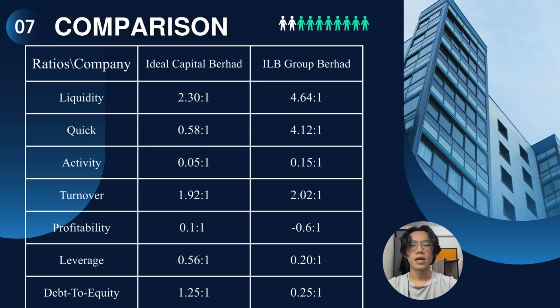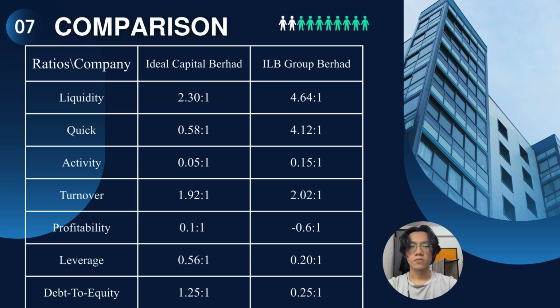Secondly, looking at activity ratios, ILB again shows better efficiency. It uses its assets more effectively and collects receivable slightly faster than Ideal Capital Berhad, even though both companies still have room to improve their operational efficiency.